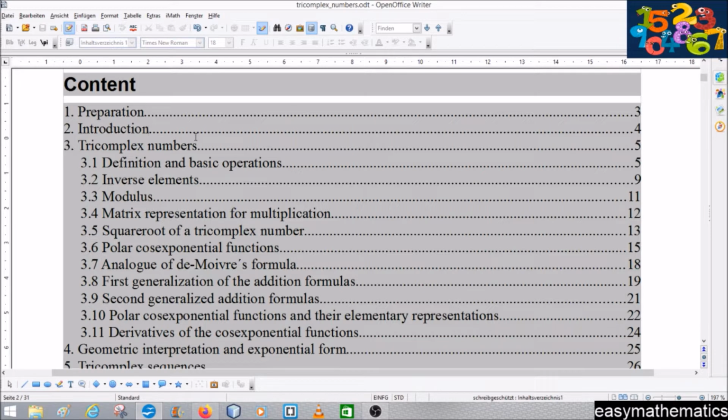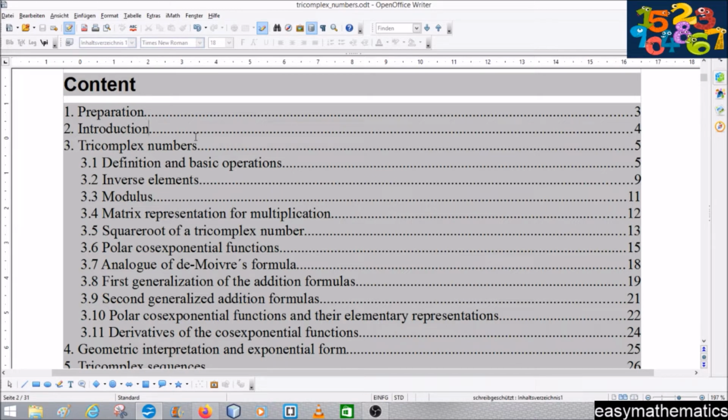And of course, we try to find some analog formulas for the tricomplex numbers, for example the Moivre formula, or also for the cos exponential functions we want to find addition formulas. And then we see that we can write these polar cos exponential functions in an elementary way. And then the last point is the derivative of those functions.